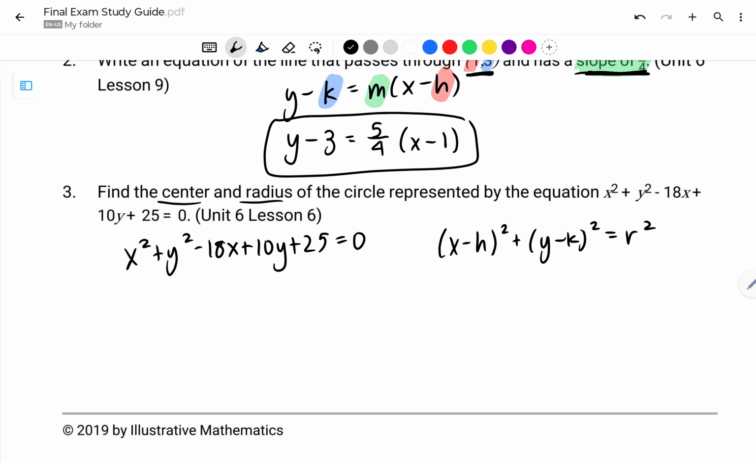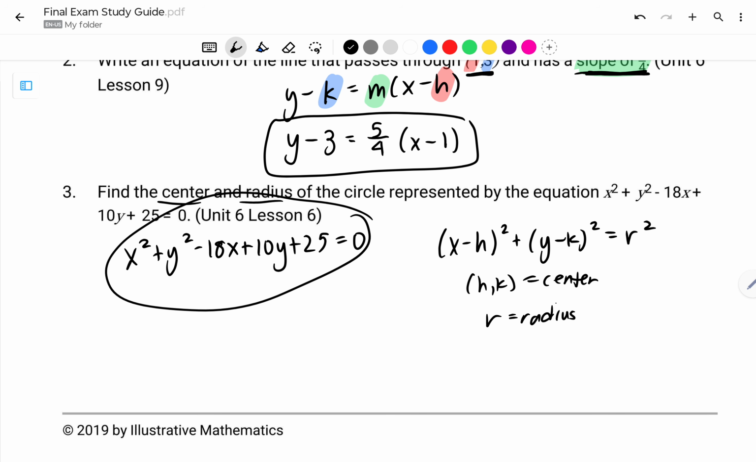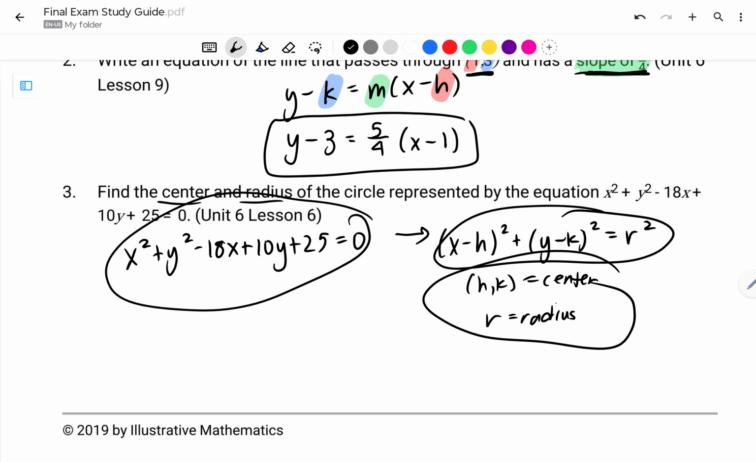Like that. Right? So remember, h and k is the center of the circle, and then r is the radius. So we want to make this turn into this so that we could figure out what the center and radius is. Right? It's easier to figure that out.